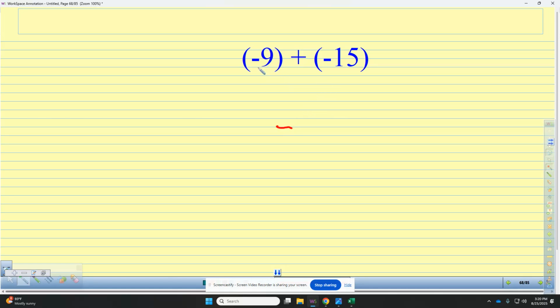Step 3, are the signs the same or are they different? I got a negative here and a negative here. That means they're the same. That means we add them up. So 15 plus 9. 5 plus 9 is 14. Carry the 10. 10 plus 10 is 20. And we end up with a negative 24.